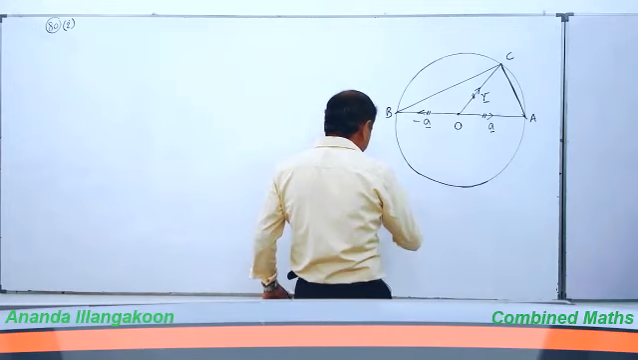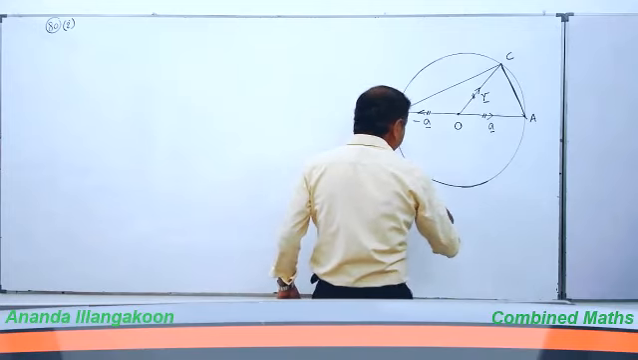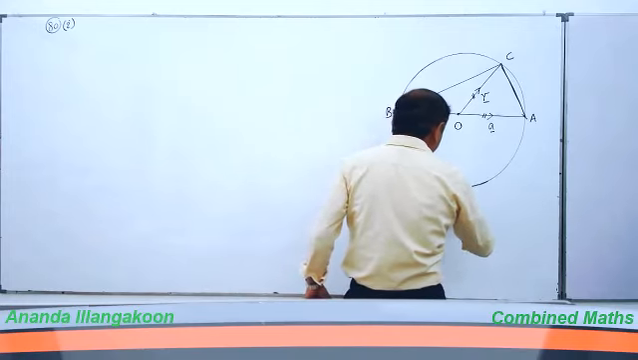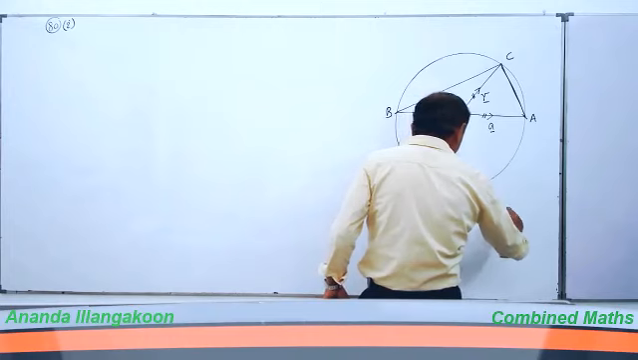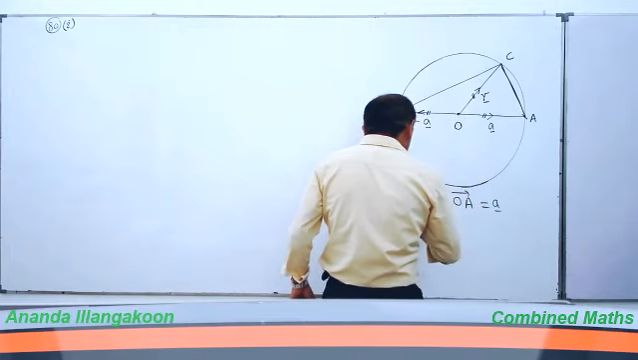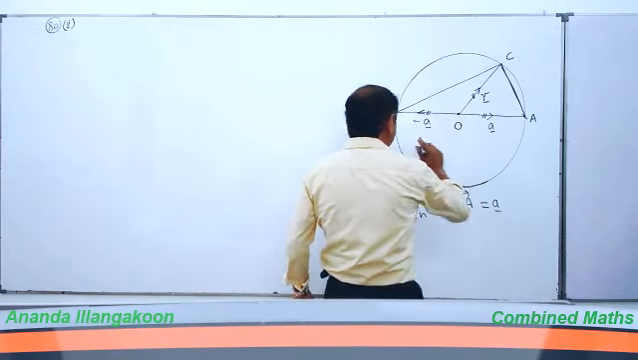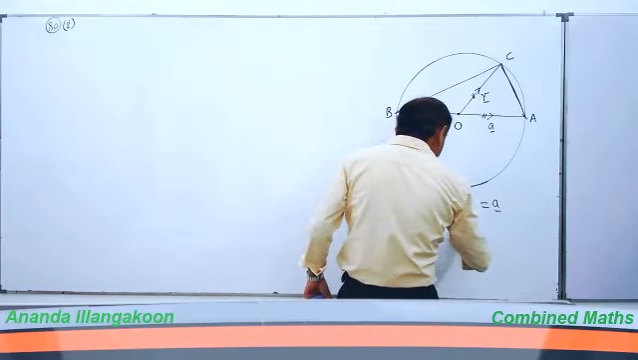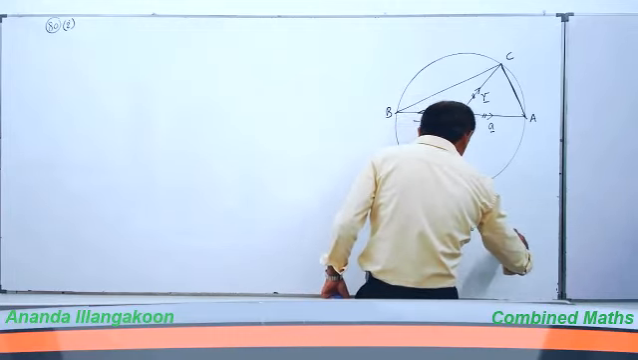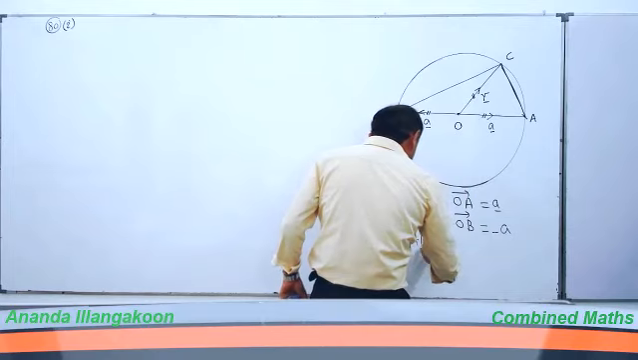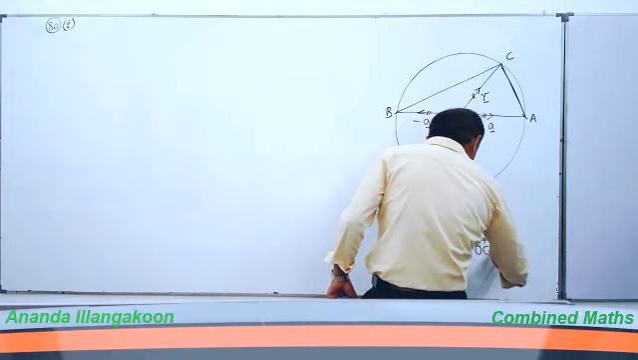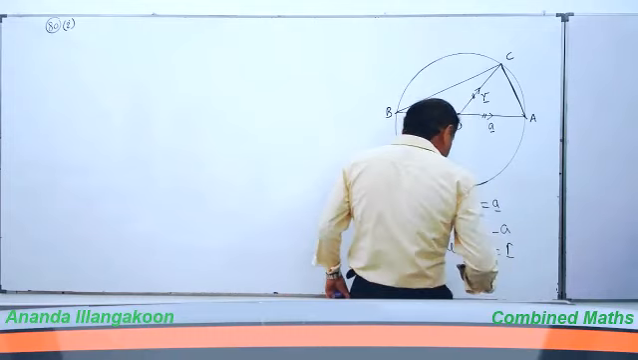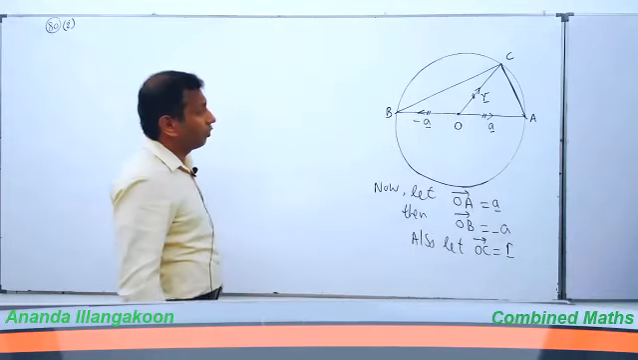Now let OA vector be simple A vector, then OB vector is minus simple A. Also let OC vector be equal to R vector.